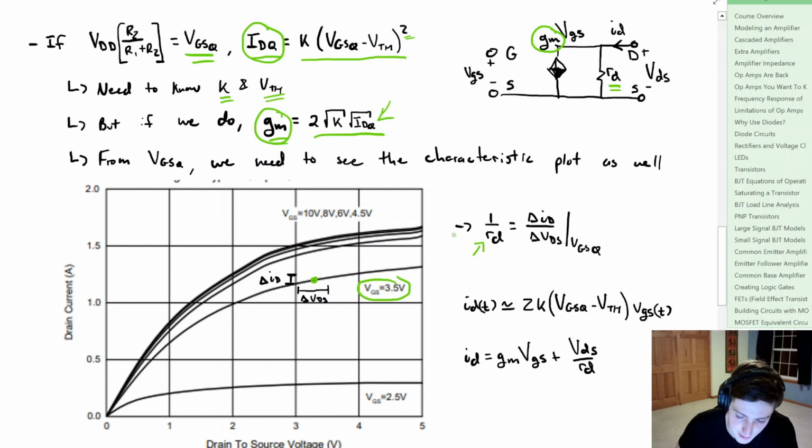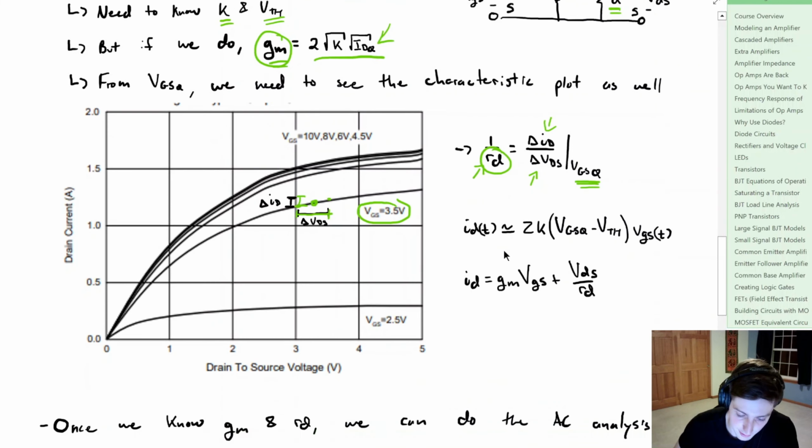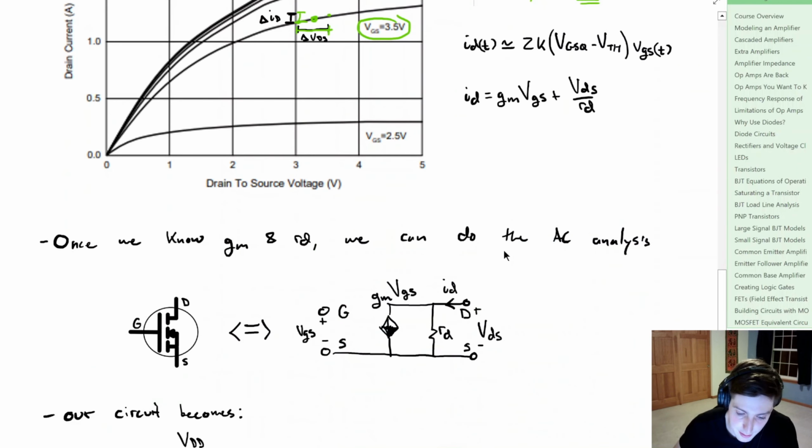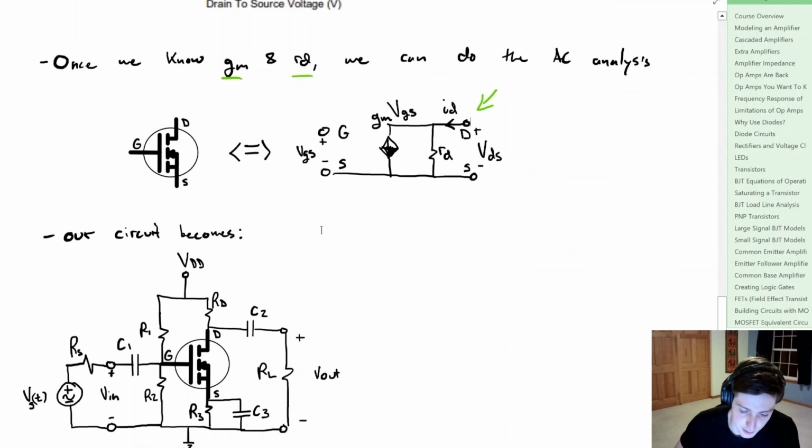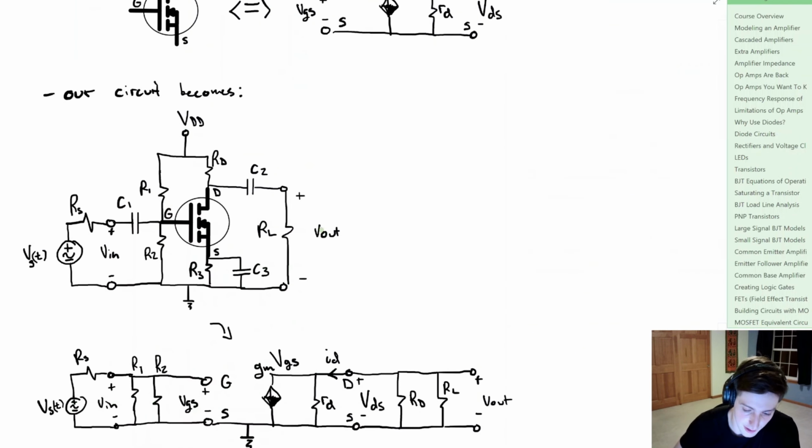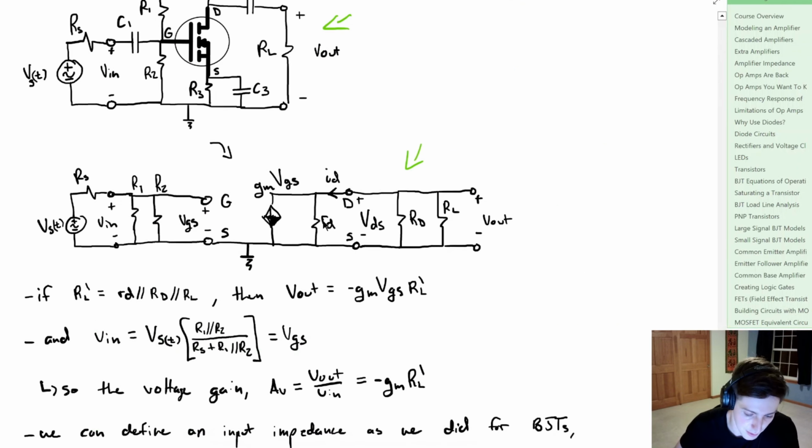We take the VGS Q point voltage and we can look at the ratio for the drain current and VDS. So if we're able to find that resistance, well, then because we know the transconductance and that resistance, we can plug that in to do our AC analysis. So if we do that, the circuit that we originally had right here now becomes this circuit right here, and we can start to make some simplifications.